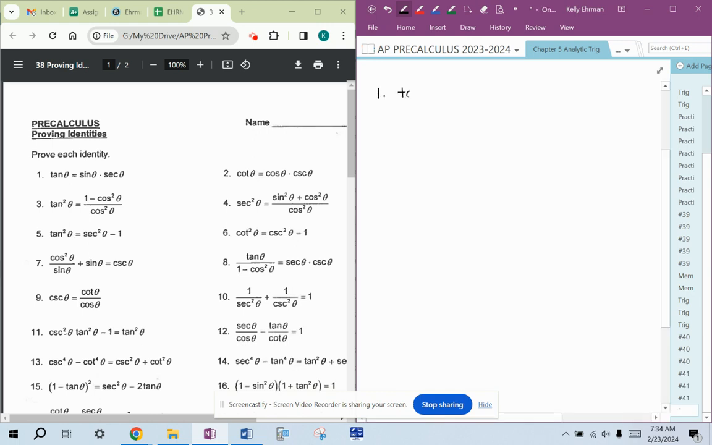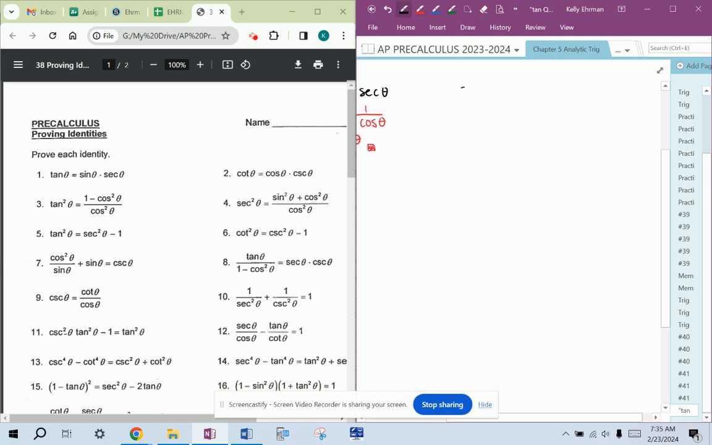So we have tangent of theta equals sine theta secant theta. I'm just writing down the original. Start on the more complicated side, which would be the right side. Use the reciprocal identity on secant, so 1 over cosine theta. And sine over cosine theta is tangent theta, so that first one is finished.